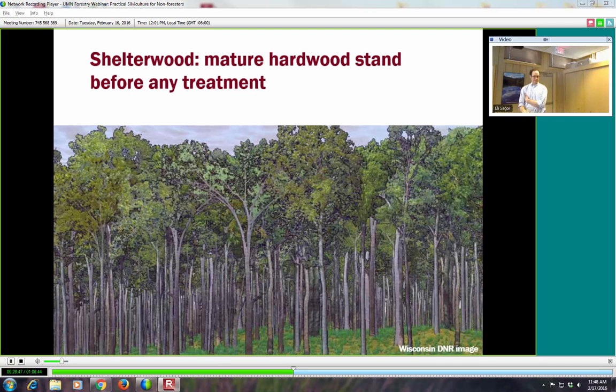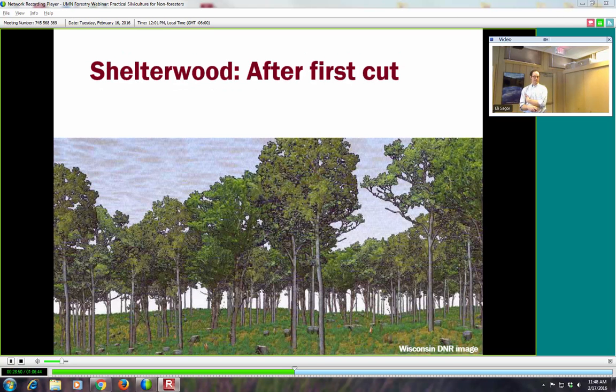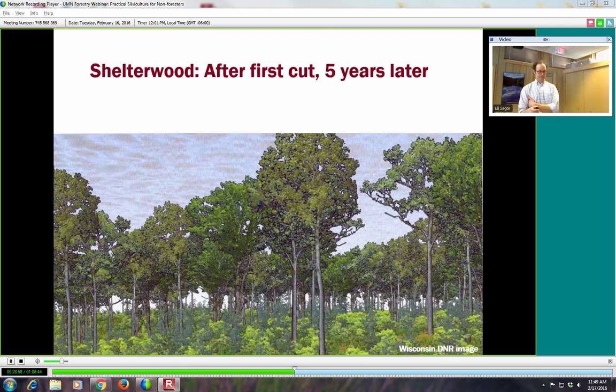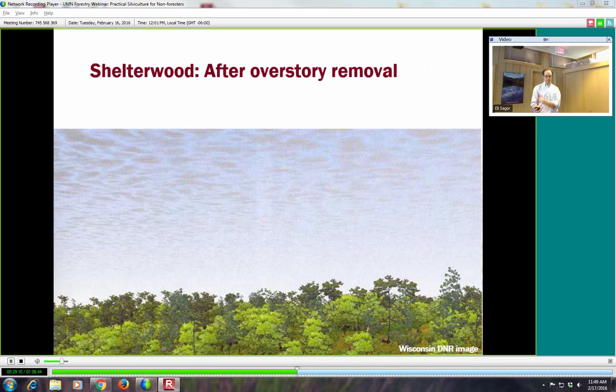So again, intact stand shown here. After the first cut, this is what we've got. 5 years later, give or take, if everything goes well, we have a nice crop of advanced regeneration established in the understory. Once that advanced regeneration is well enough established, we go in and remove the overstory or the overwood. And the purpose of that removal, of course, is, once we've got that advanced regeneration established and high enough to clear any major vegetative competition, we release it. We let it grow, leave it free to grow.